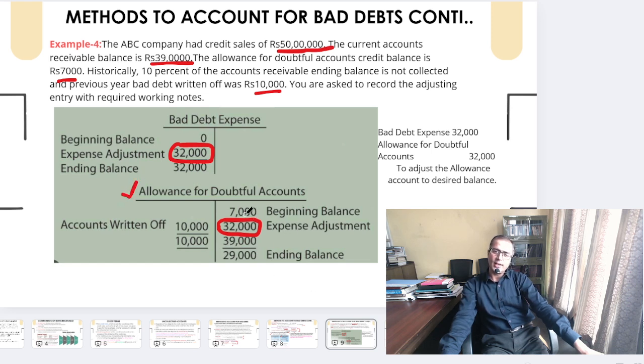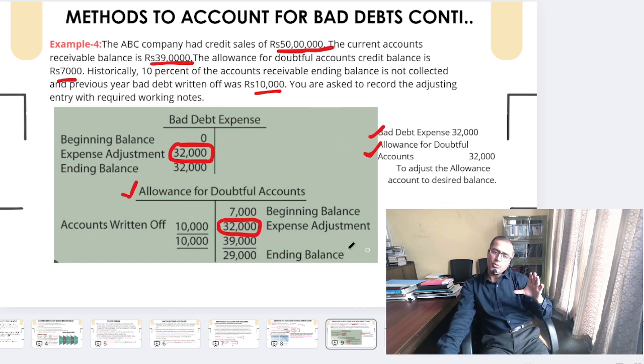The beginning credit balance given is 7,000, and 10% of the 39,000 value is your required balance. When you adjust your credit balance, 39,000 minus 7,000 would be your expense to adjust. So your adjusting entry would be: bad debt expense account debit 32,000, and allowance for doubtful accounts credit 32,000. You can see here that the uncollectible accounts expense, or bad debt expense account, is debited and provision for doubtful accounts is credited, we can also say it.